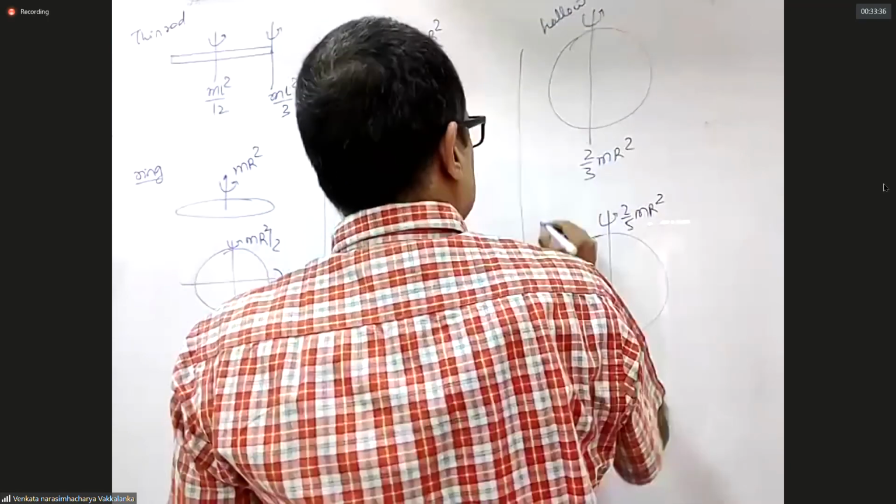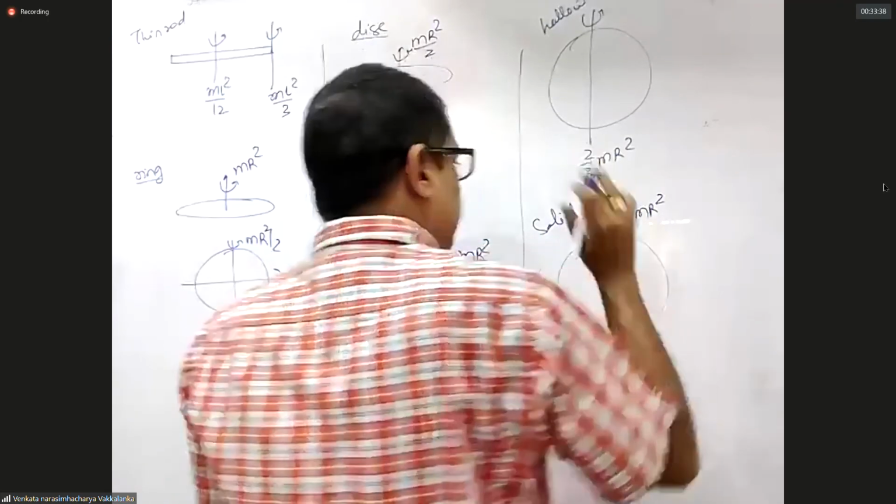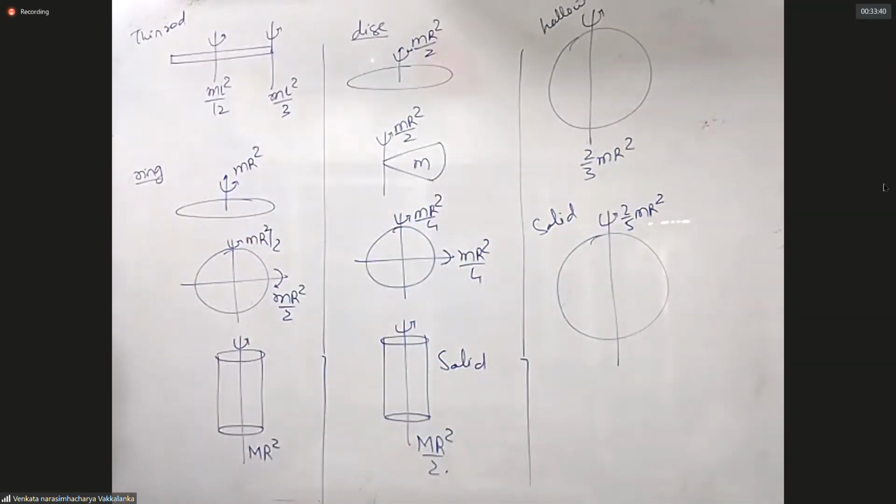Hollow, solid, plate. I am running short of space. Take it down till here. Rectangular and square plate, I will have to write once you give me the book. And after this we'll do it for triangular lamina, right? Right.